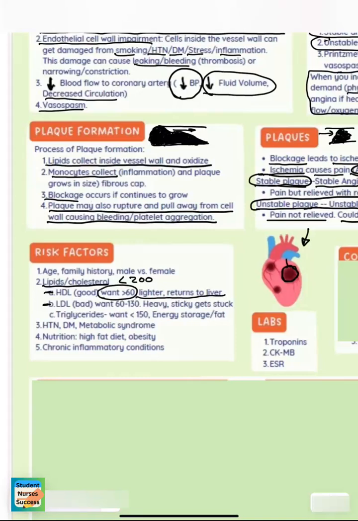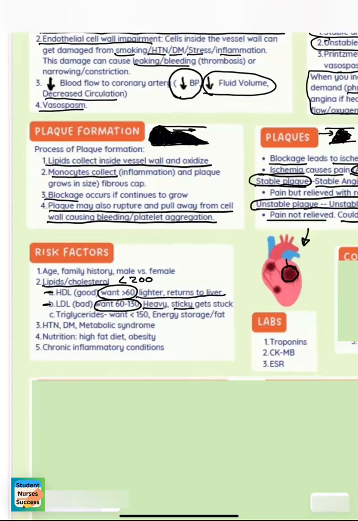Now, LDL is our bad cholesterol. It's thick, heavy, and sticky, and it sticks to the inside of our vessel walls. That's what really increases plaque development. We do not want a high LDL level. We want LDL less than 100 or less than 130.